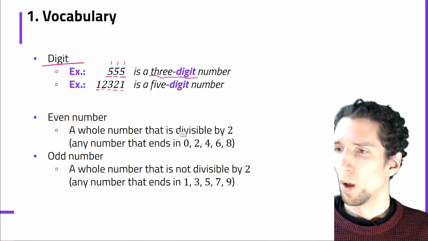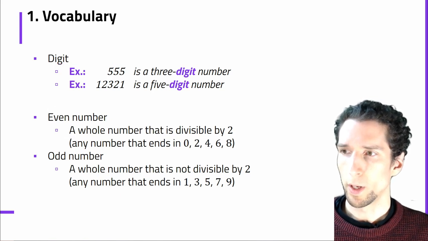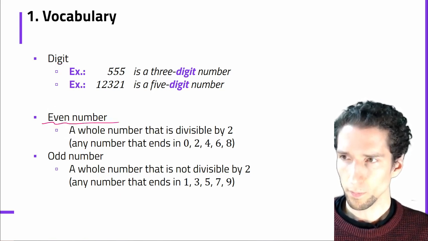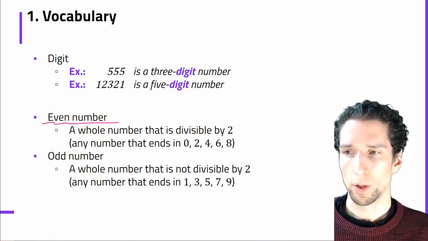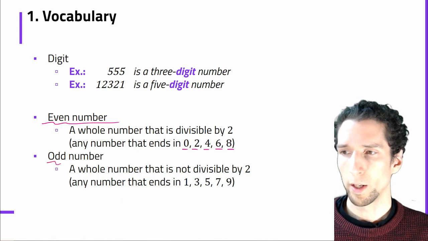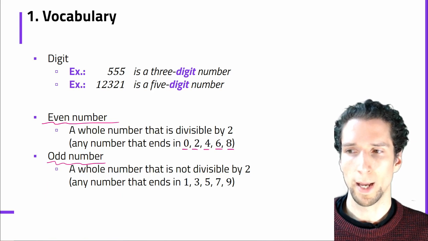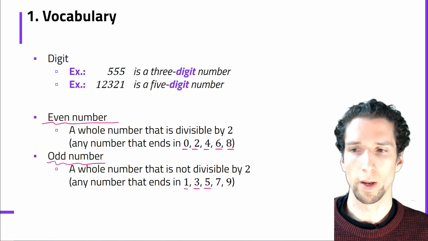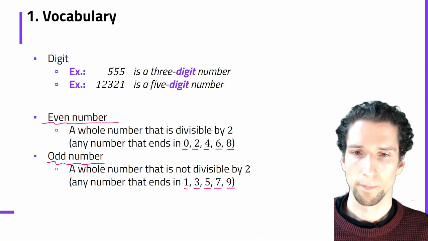The other ones here, even numbers and odd numbers. An even number is anything that is divisible by 2. That just means the last digit is a 0 or 2 or 4 or 6 or 8. And odd numbers are the opposite. They're not divisible by 2. So the final digit is 1 or 3 or 5 or 7 or 9. So, even and odd numbers.